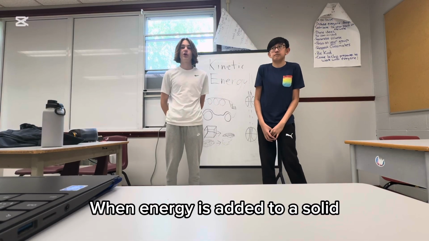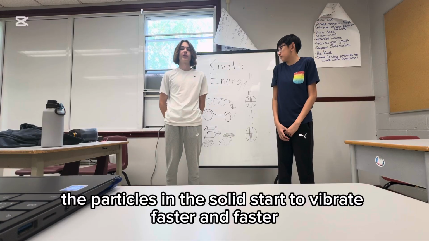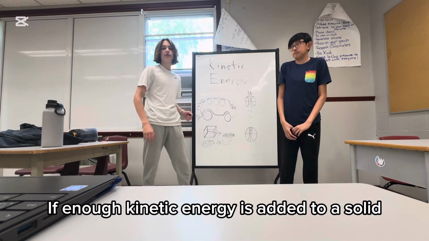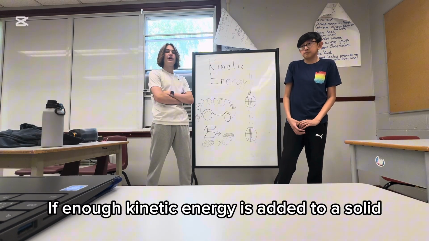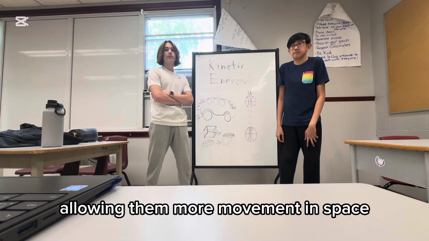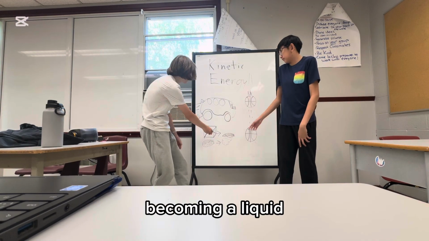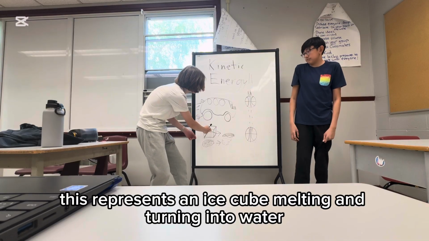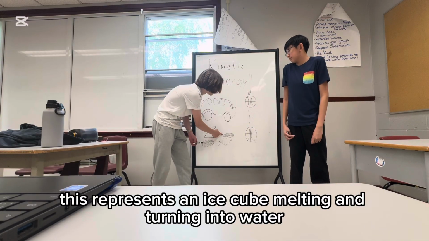Energy is added to a solid. The particles in the solid start to vibrate faster and faster. If enough kinetic energy is added to a solid, their chemical bonds start to become weaker and weaker, allowing them more movement in space, becoming a liquid. As you can see here, this represents an ice cube melting and turning into water.